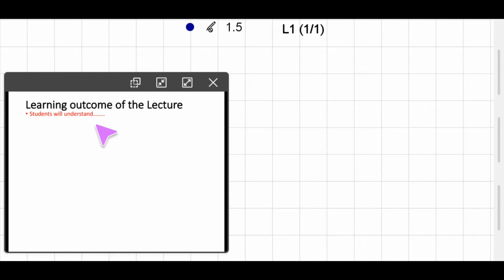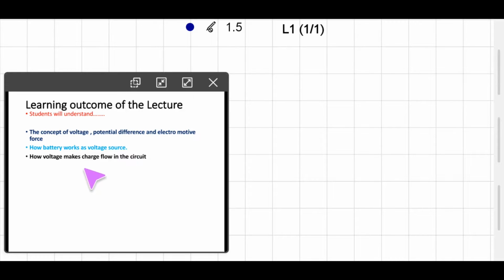So learning outcomes of this lecture is students will understand the concept of voltage, potential difference, and electromotive force. So what exactly the meaning of voltage, potential difference, and electromotive force will be understood. Then how battery works as voltage source. Then student will understand how voltage makes charge flow in the circuit.